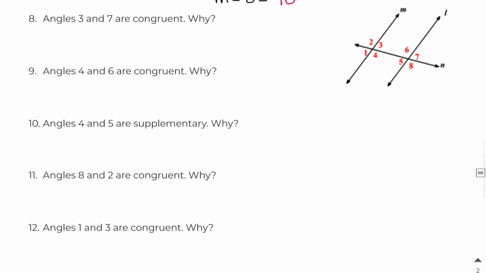Now we have the same drawing here, and I just want to talk really quickly about a few more questions related to this drawing here. So here we're told that angles 3 and 7 are congruent to each other. Why are they congruent? Because the vocabulary word that connects those two are corresponding angles. Next, we have angles 4 and 6. They are congruent. So question number 9 says angles 4 and 6 are congruent to each other.